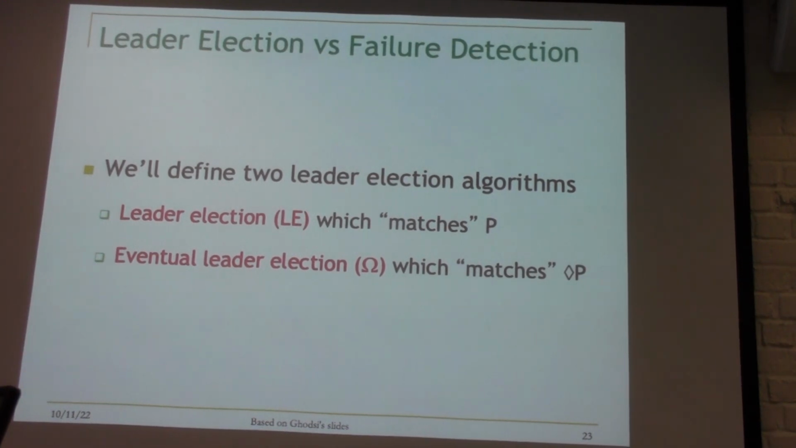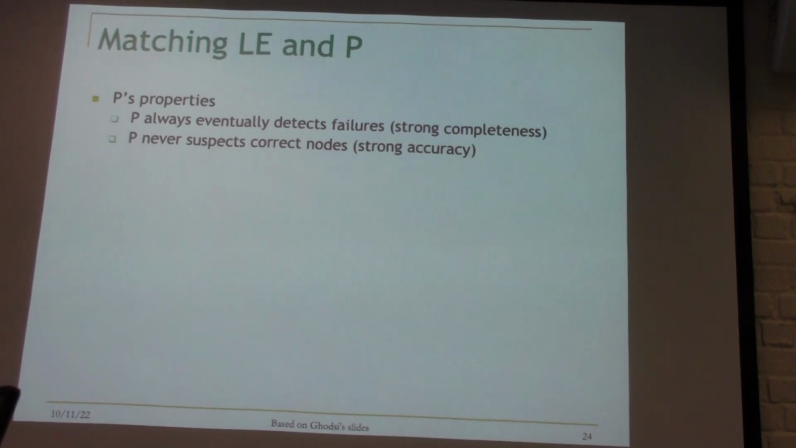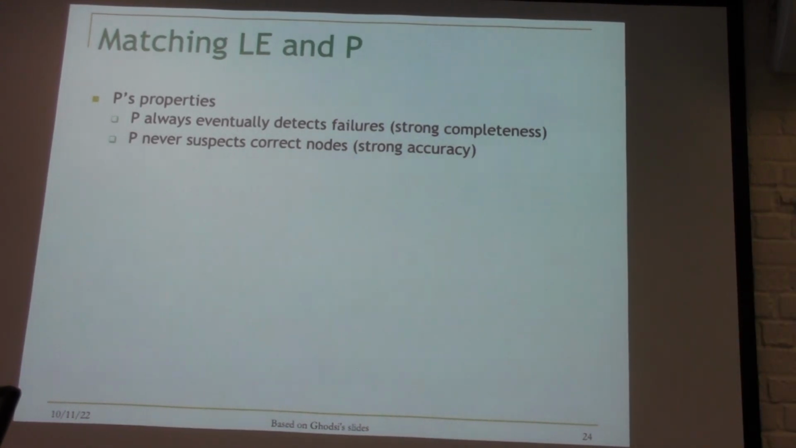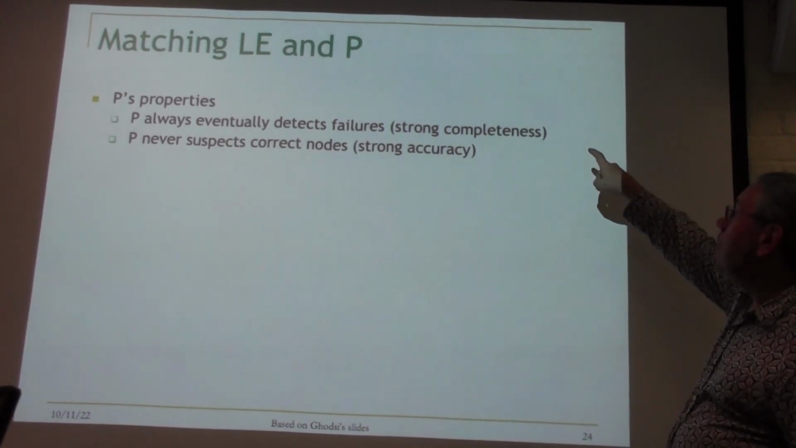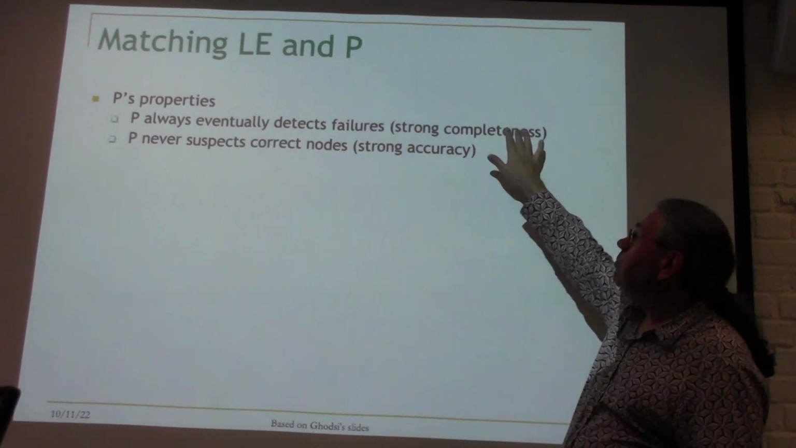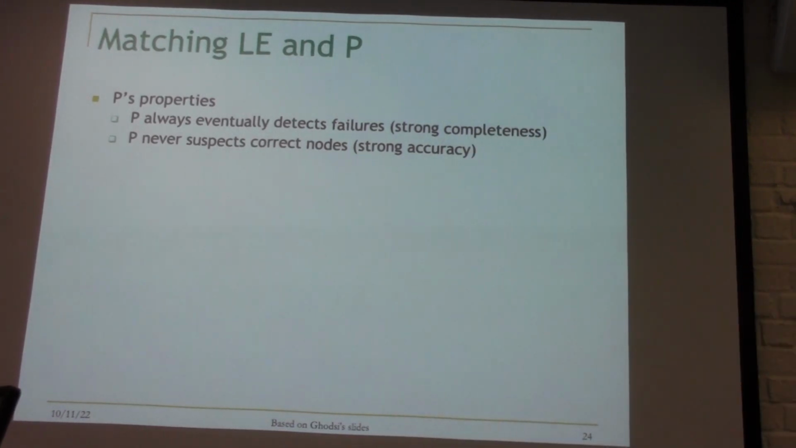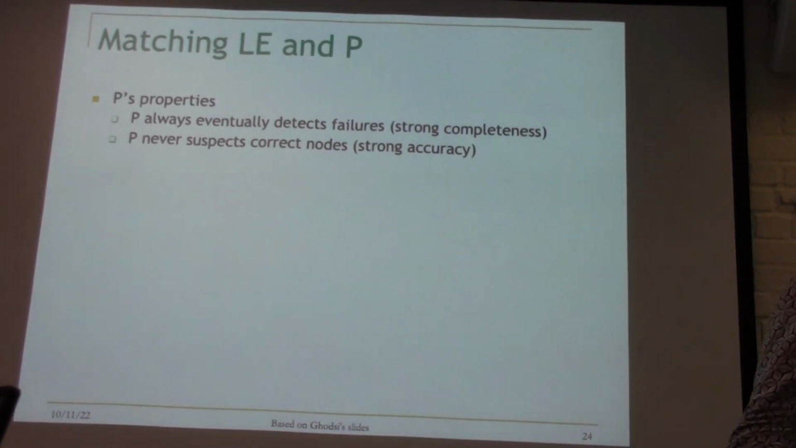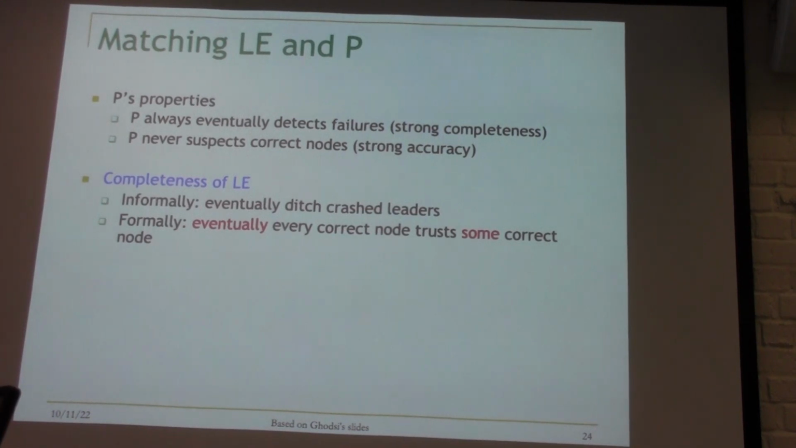Okay. So we'll start with leader election. And I'll somehow show you how it corresponds to P. There's some kind of intuitive connection there. Remember P is perfect. This guy is the perfection incarnated. It always eventually detects failures. And notice completeness has to be eventual. You can't instantaneously see when a node fails, but it will always detect it. And it will never suspect a correct node. Strong accuracy.